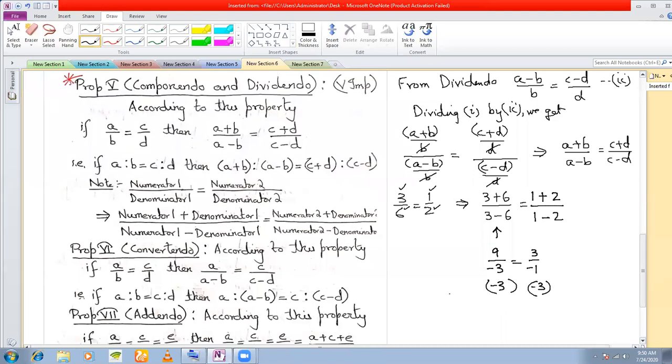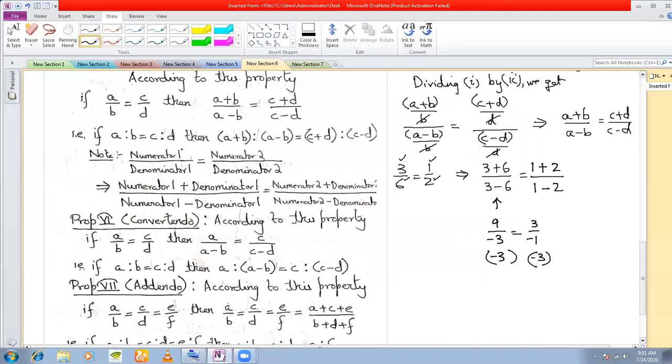So this holds. For any given proportion, this property holds. Understood? What you are actually doing is transforming one proportion to some other proportion. But anyway, what you must remember is that given a proportion a by b is equal to c by d, you can write a plus b by a minus b is equal to c plus d by c minus d. See, I have given you here numerator 1 by denominator 1, numerator 2 by denominator 2. So you can add up the numerator and denominator of the first fraction divided by the difference of the numerator and denominator of that same fraction, and similarly for your second fraction also.